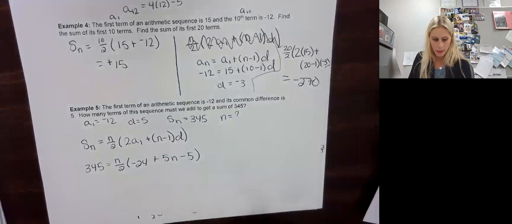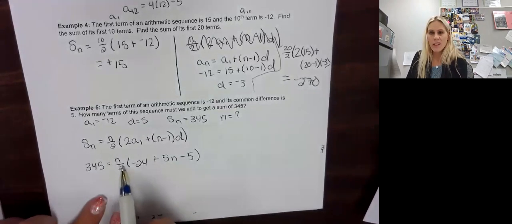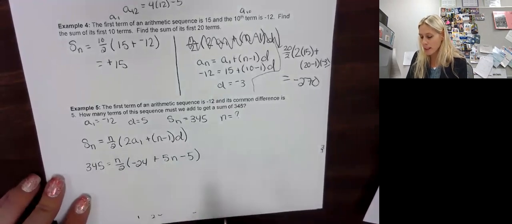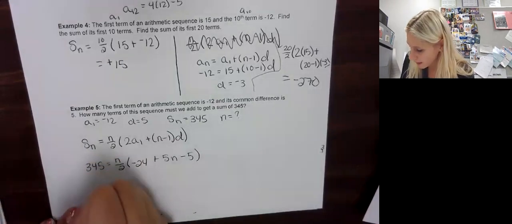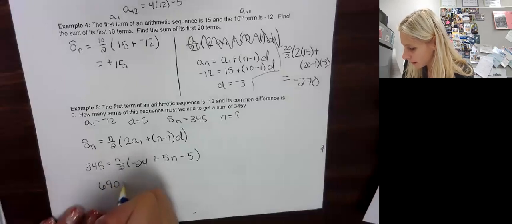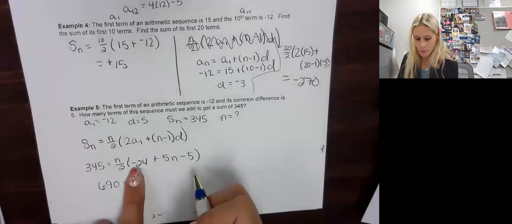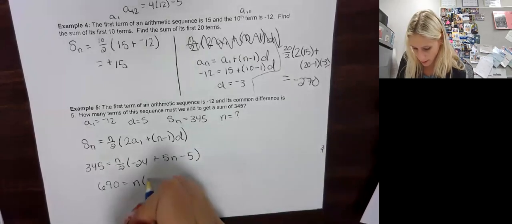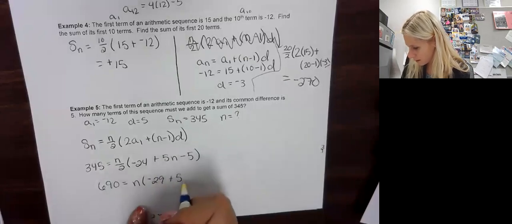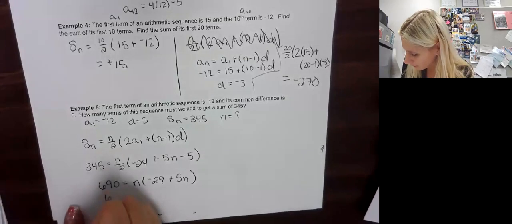All right, let's put this together. Actually, let's get rid of that fraction. We don't like fractions, right? So to get rid of the fractions, we multiply by 2. So I get 690 equals n times, let's put that negative 24 and that negative 5 together. That's 5n. Okay, let's distribute.